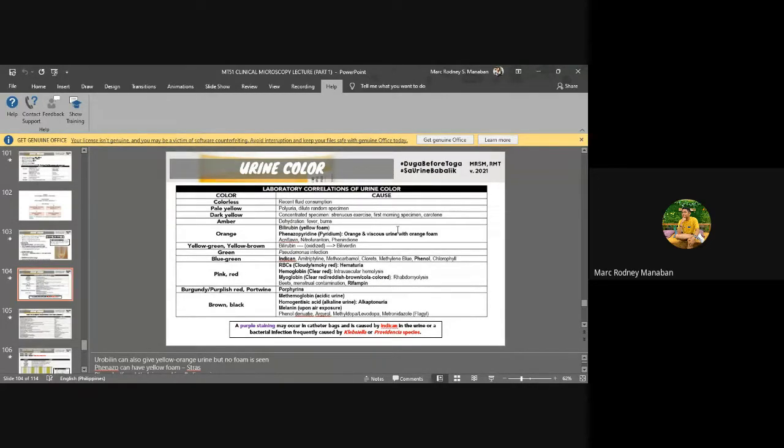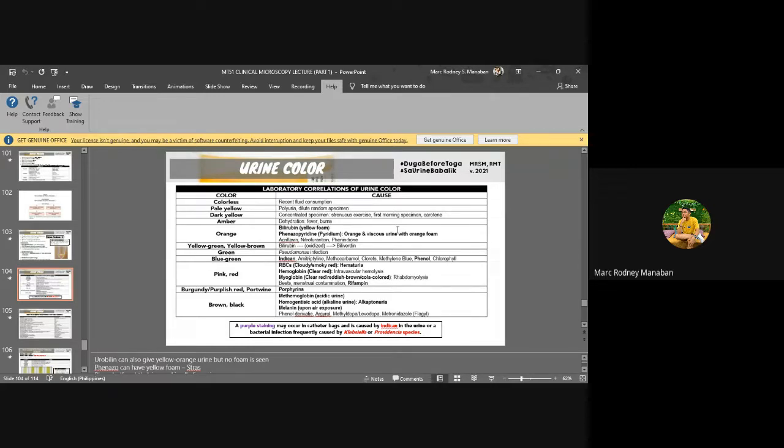Okay? Alright. Next, you have green, Pseudomonas infection. Yellow-green, yellow-brown is of course bilirubin na na-oxidize to biliverdin. So, basta na gani biliverdin na usually mga green na ang color ana. Alright. Blue-green is of course indican and mga different mga tambal, amitriptyline, methocarbamol, chlorettes, methylene blue, phenol, and chlorophyll. So, mga mouth deodorizers na sila. Alright. And other tambal. Blue-green.